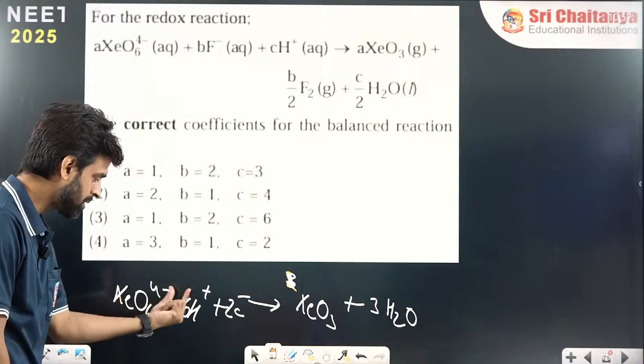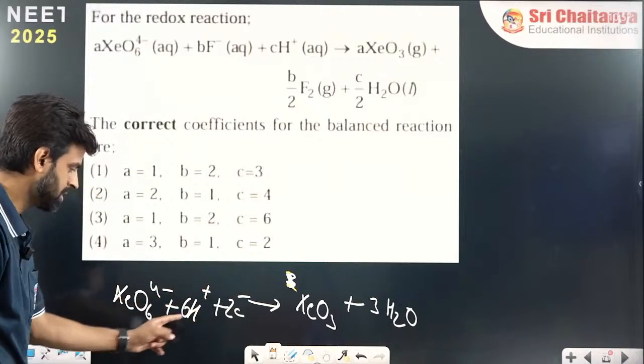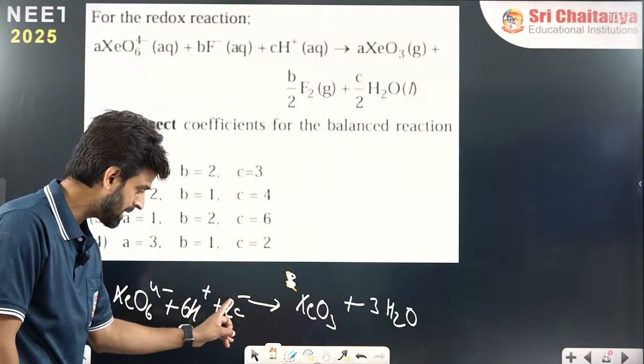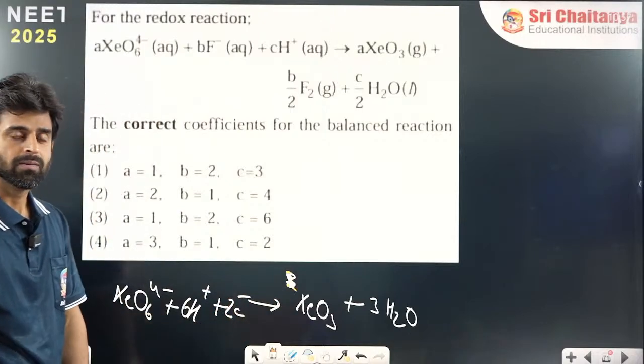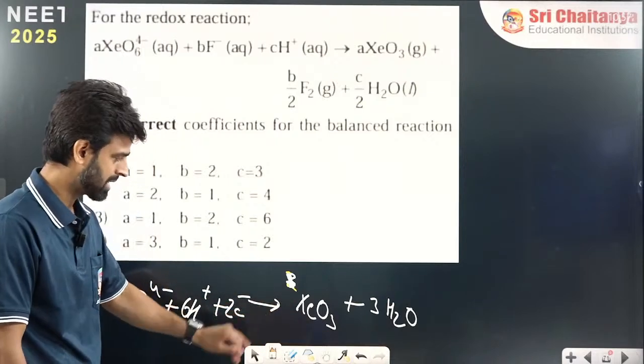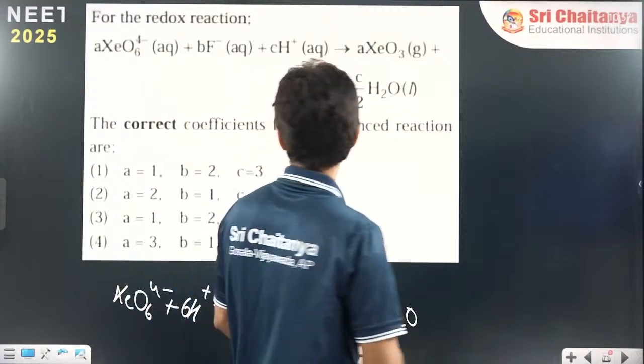Overall balance charge I will see now. Charge was minus 4 plus 6. Overall charge plus 2. Charge 0. So whatever the difference in charge, 2, I will add here 2 electrons. Why? Because it is your reduction half, so it is coming on the left side. Clear?